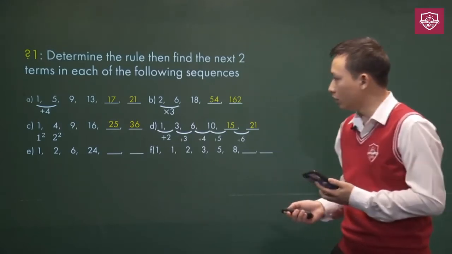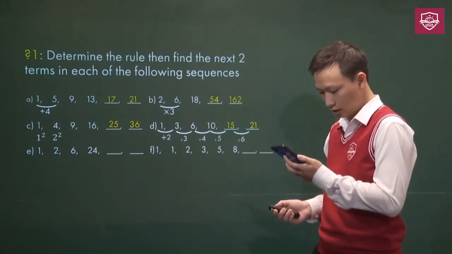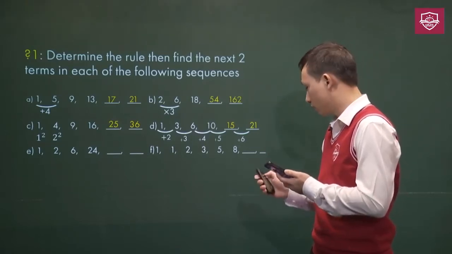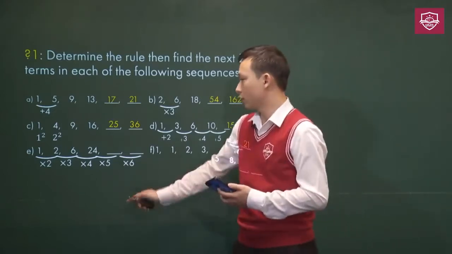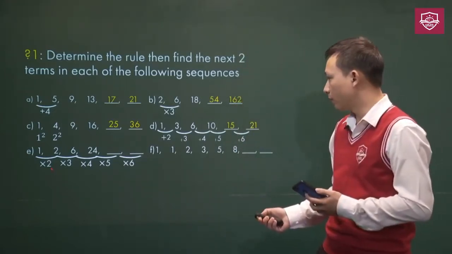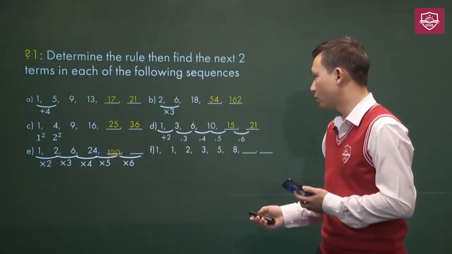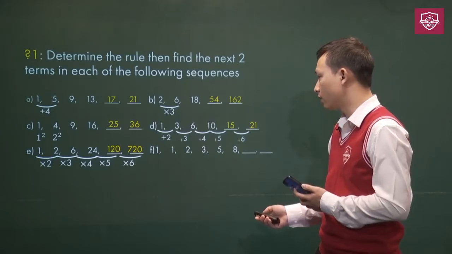How about question E? 120, 720. Okay, you are all right. The rule here is to first multiply by 2, and then multiply by 3, and then multiply by 4, and so on. So the next term is 24 multiplied by 5 is 120, and then 720.